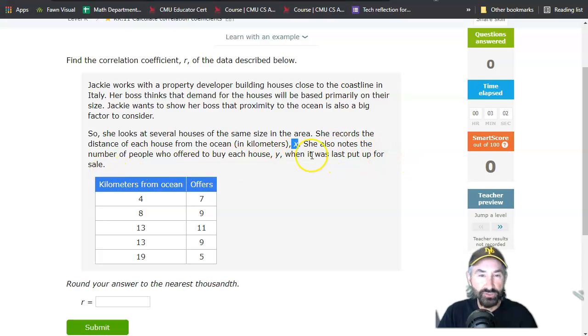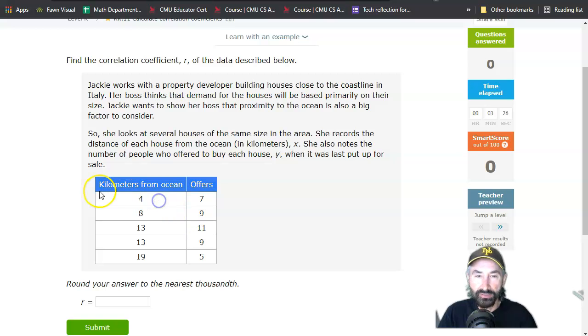She also notes the number of people who offered to buy each house when it was last put up for sale. So two sets of numbers. One is how far from the ocean. The other one is how many people offered to buy the house. This 4 goes with this 7, and this 13 goes with this 11. All right. Now, we're going to go ahead and try copying this data.